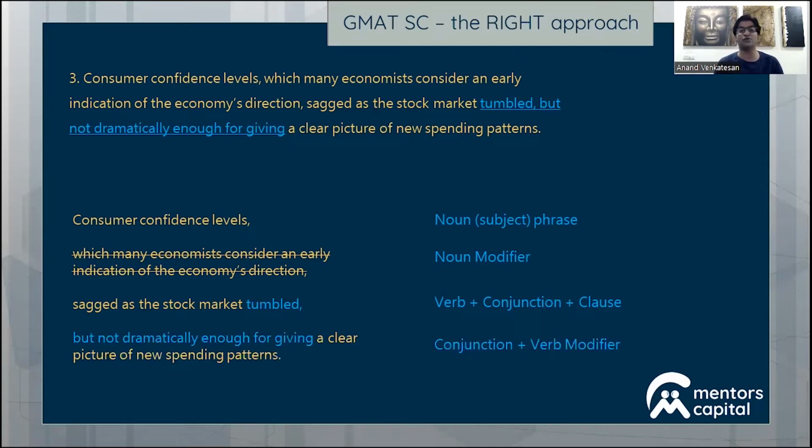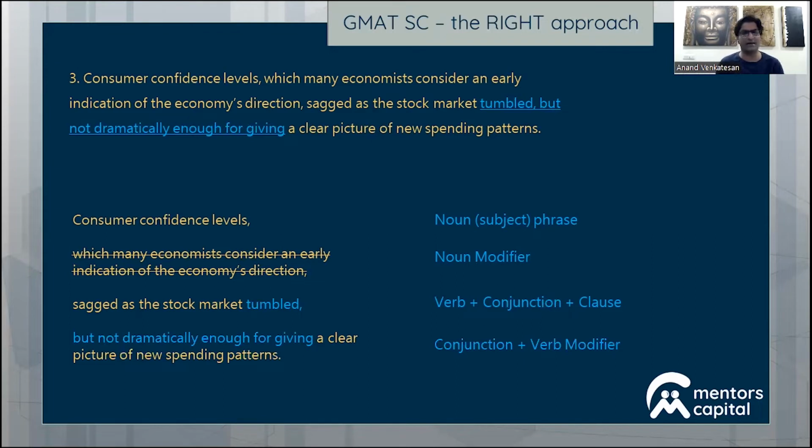And finally, I come to the last portion of the sentence, which is after the comma: but not dramatically enough for giving a clear picture of the new spending patterns, right? This begins with a conjunction, which might lead you to think, well, let me check for parallelism. But what comes after that? "But" negates "dramatically enough." So, but not dramatically enough. We're describing what? We're describing how the stock market tumbled. Not dramatically enough for giving a clear picture. So, not dramatically enough for something.